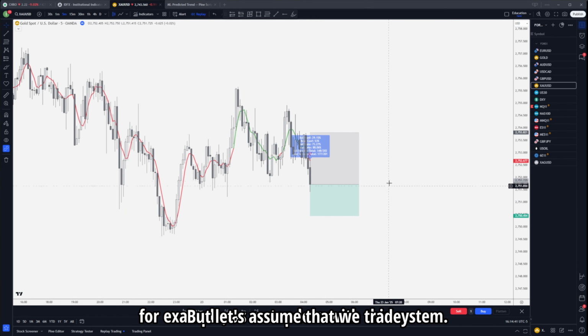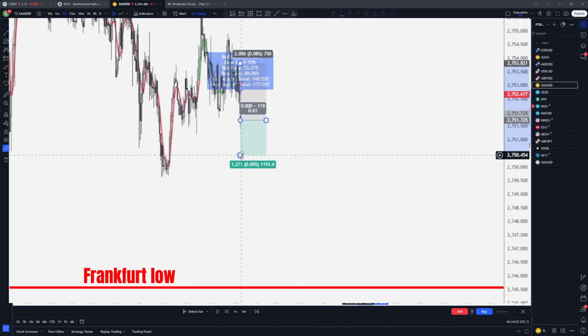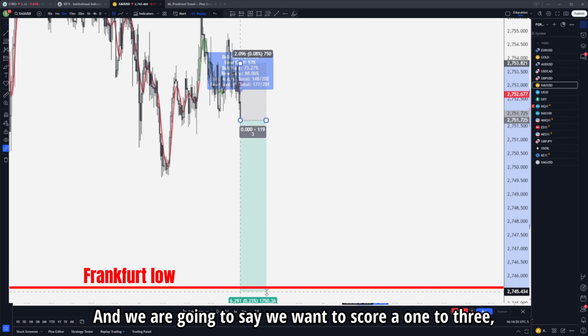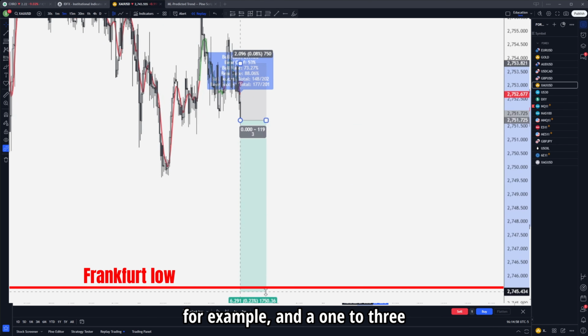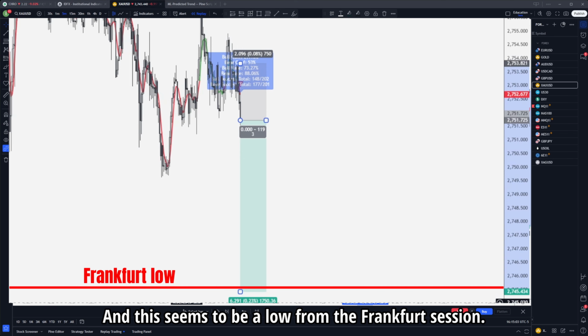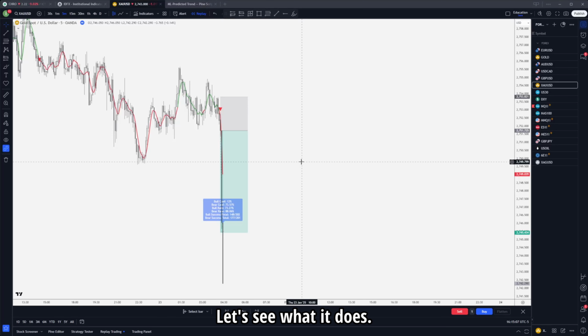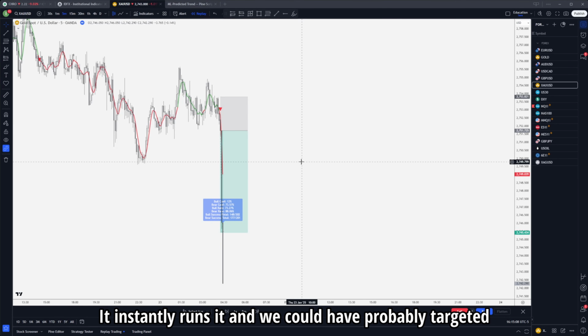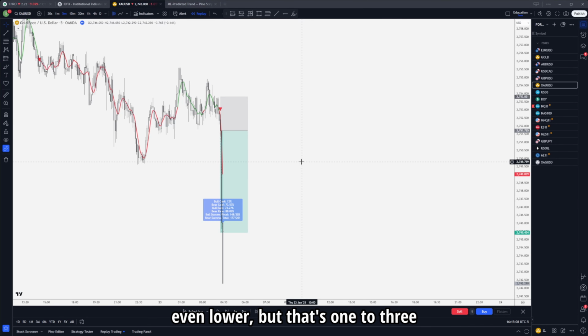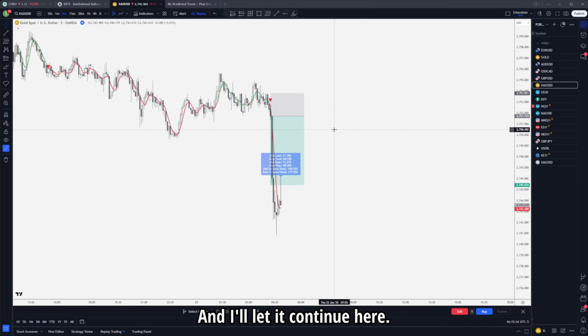But let's assume that we trade with a stop loss and a take profit, and we say we want to score a 1 to 3. A 1 to 3 is right below this low here, which seems to be a low from the Frankfurt session. So that could be a very good potential target. Let's see what it does. Boom, it instantly runs it, and we could have probably targeted even lower, but that's 1 to 3 right there, and I'll let it continue here.